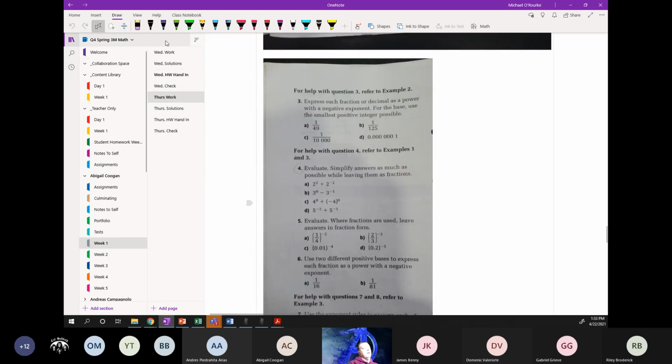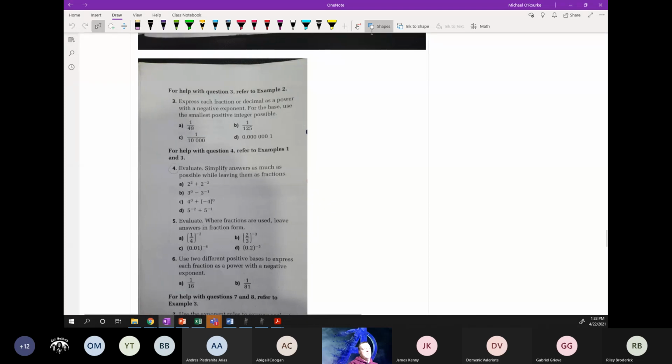Now for this one here, Abigail's going to get lucky since I always pull hers up. For this question, it says express each fraction or decimal as a power with a negative exponent. So let's do this one here. It's 1 over 49 is the question, right?